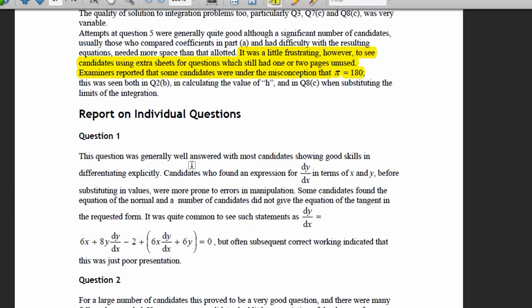Then we have the individual question report. This question was generally well answered, with most candidates showing good skills in differentiating explicitly, and often subsequent correct working indicated that this was just poor presentation. You have to remember, if you don't present your work properly, you're going to lose points. So even if you follow the mark scheme and the answer matches, still you will not get the full mark. So the presentation is very, very important.